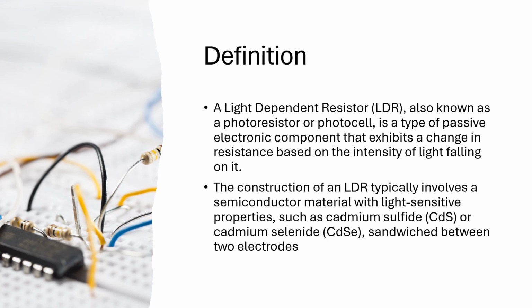The construction of an LDR involves a semiconductor material with light sensitive properties, such as cadmium sulfide or cadmium selenide, which is sandwiched between two electrodes. These electrodes provide the electrical connection necessary for the LDR to be incorporated into an electronic circuit.